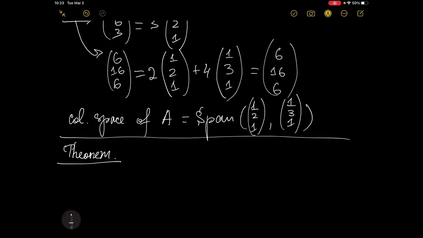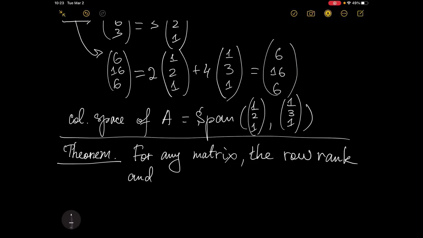For any matrix, the row rank and column rank are equal. So essentially what I'm saying, the number of linearly independent rows is equal to the number of linearly independent columns, right?